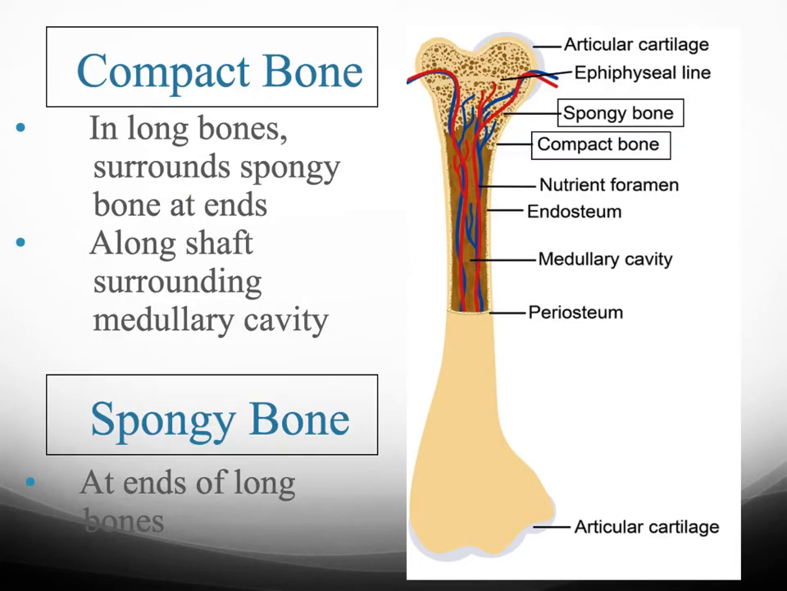So I've got some pictures here for you. In compact bone, they're found in long bones, and they're surrounded by spongy bone at the ends. Spongy bone are at the ends of long bones. And you can see here how they are different. This is your spongy bone up here, and then your compact bone is along the edges. And you've got lots of nutrients and blood vessels and all that stuff kind of going through them.